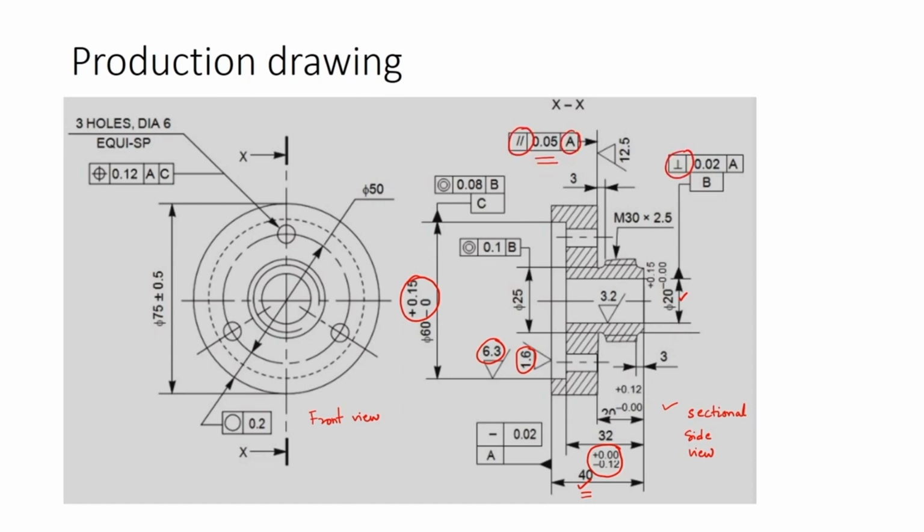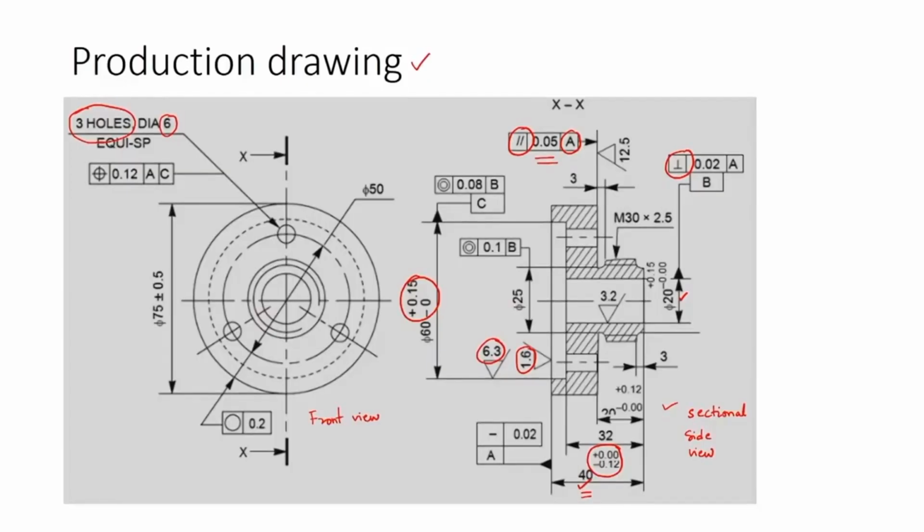The production drawings also have the information about various features such as the number of holes and their respective diameters. So when such detailed information is provided as far as the manufacturing of the component is concerned, then we call that a production drawing.